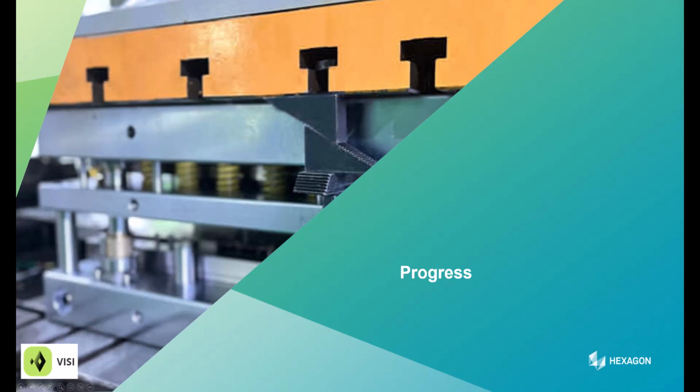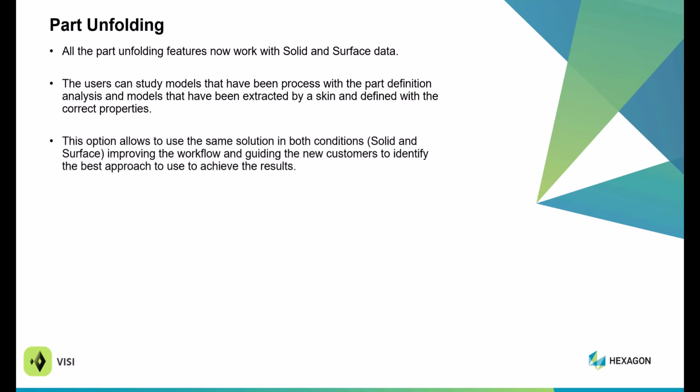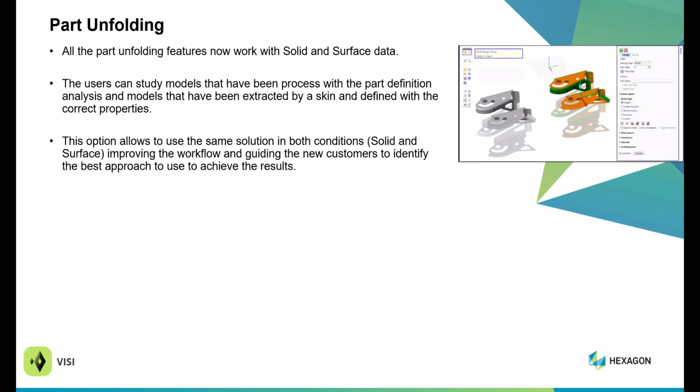So now we're going to go into what's new within the Progress side of the software. So we'll start with part unfolding. All of the part unfolding options now work with solid and surface data. The user can now study a model that has been processed within part definition, and the models can be extracted by a skin and defined with the correct properties. This option allows you the same solution in both conditions, solid and surface, to improve the workflow and guiding to the new customer to identify the best approach to achieve the results.